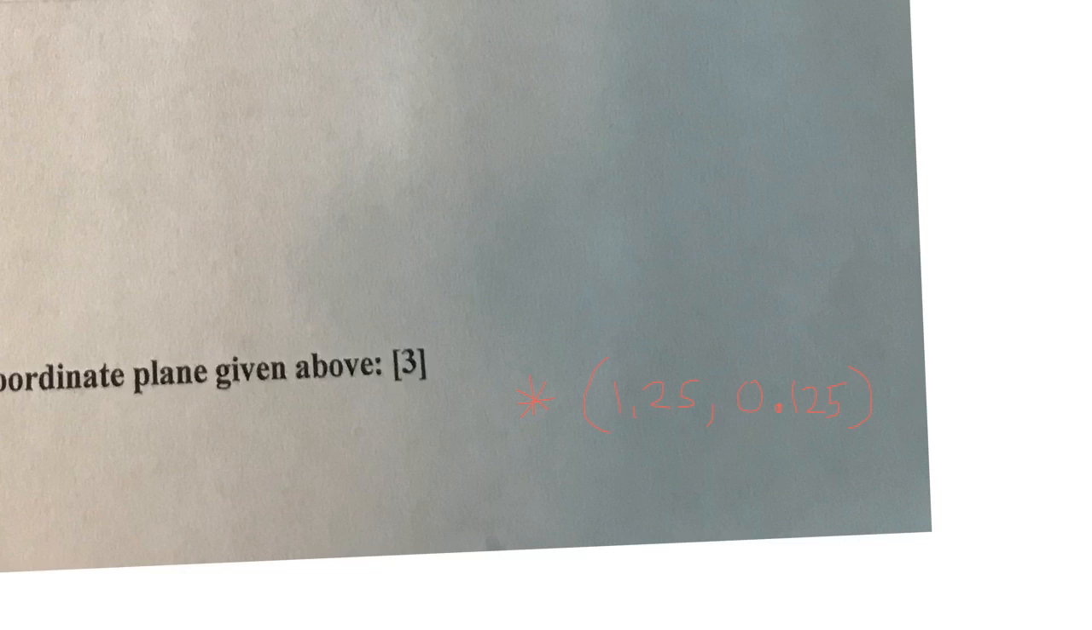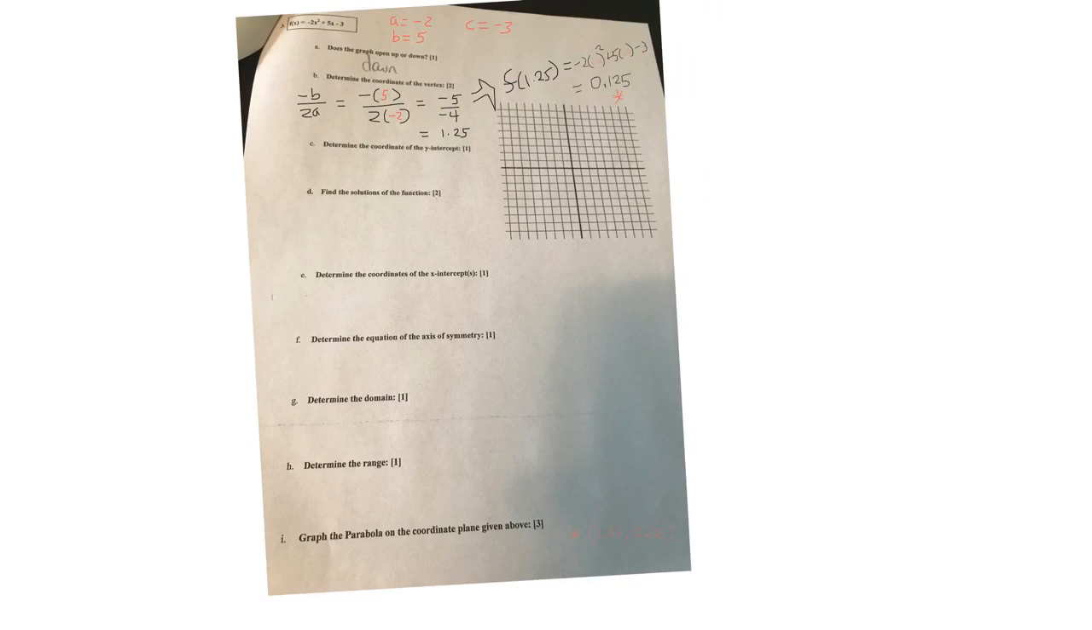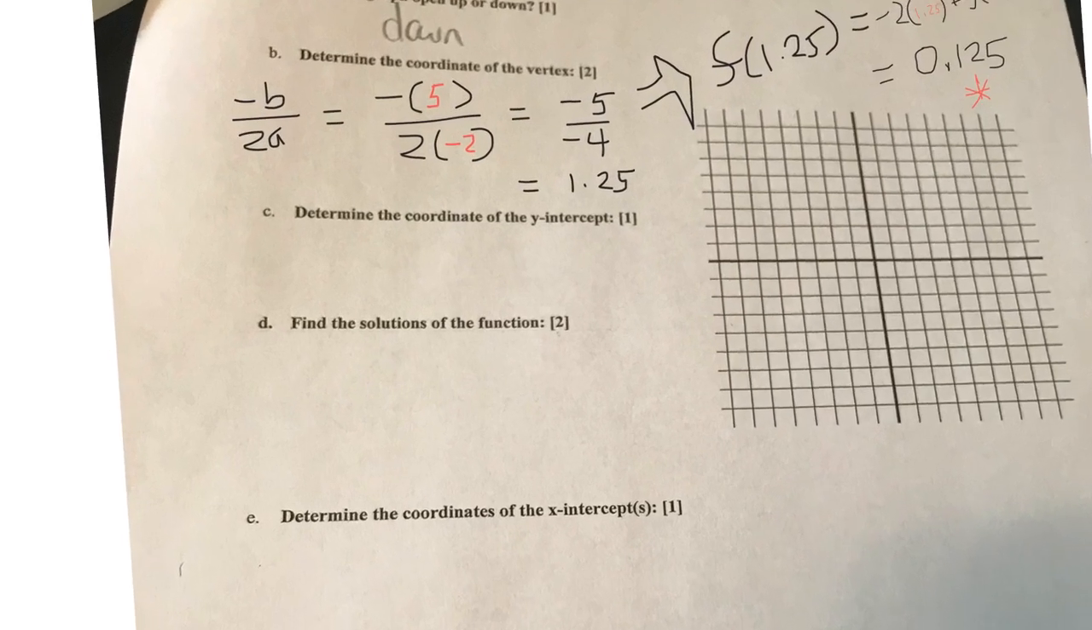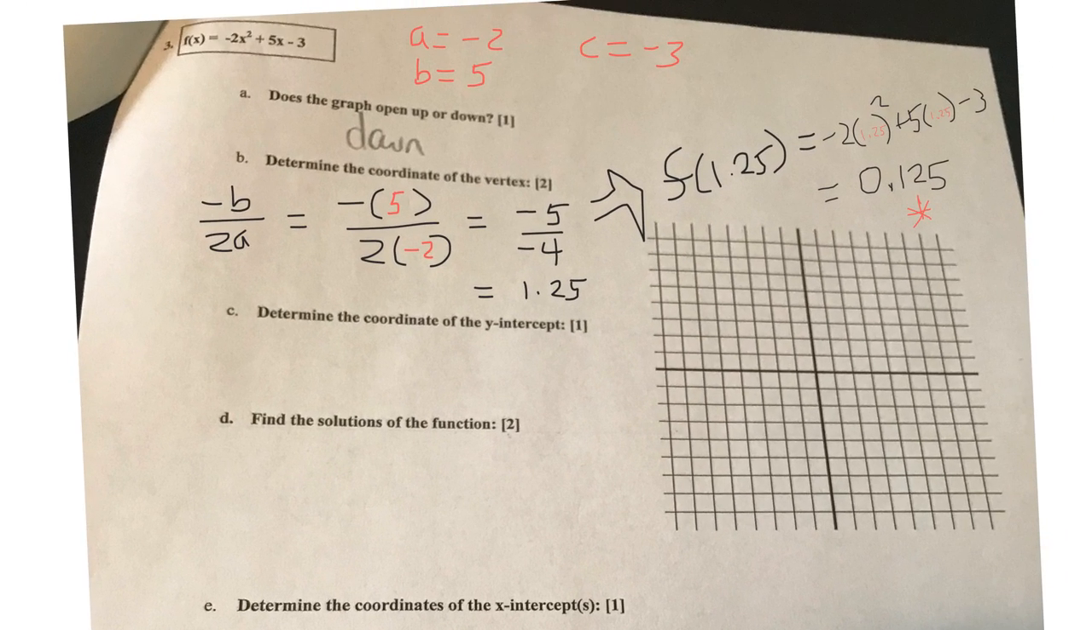All right, so that's the vertex. And we could just keep in mind that it's down there. Okay, determine the coordinates of the y-intercept. Now, before I had talked about how when you want to find the y-intercept, it's really easy to figure out. It's just this number over here when the function is written in general form. So it is -3. Bam.